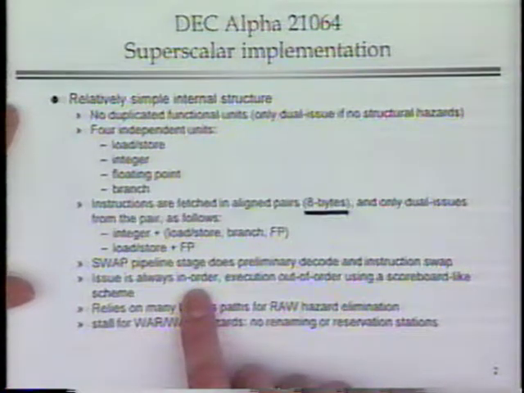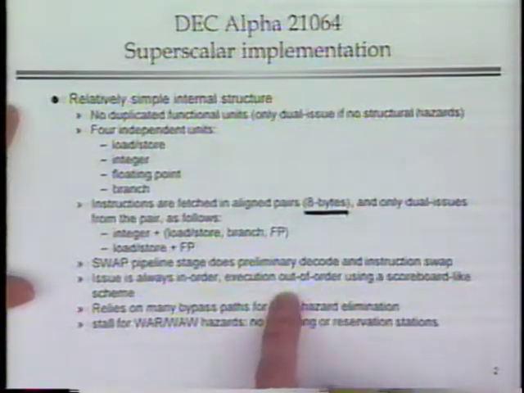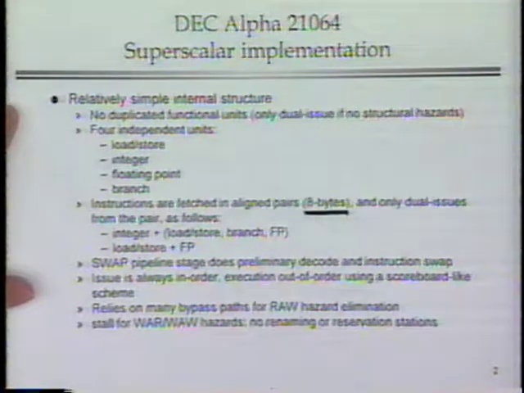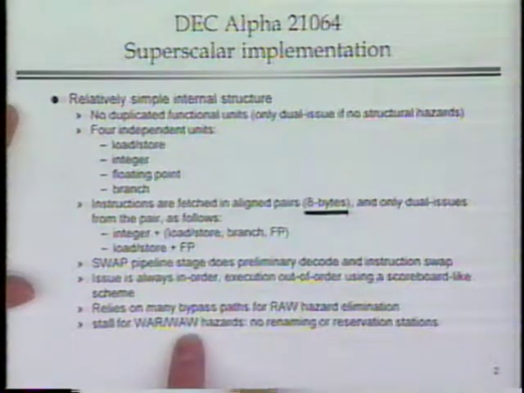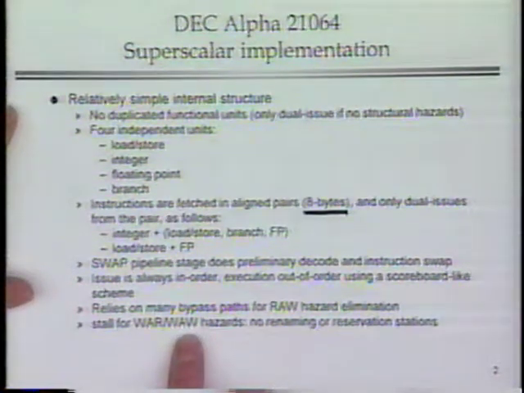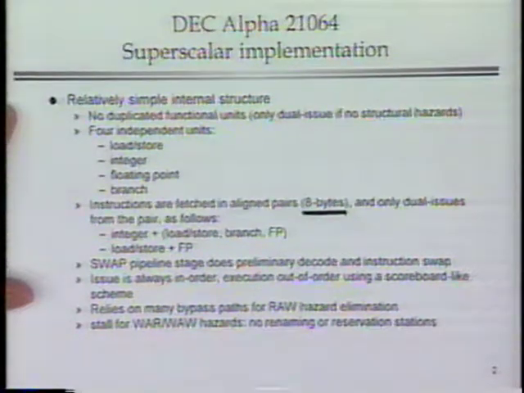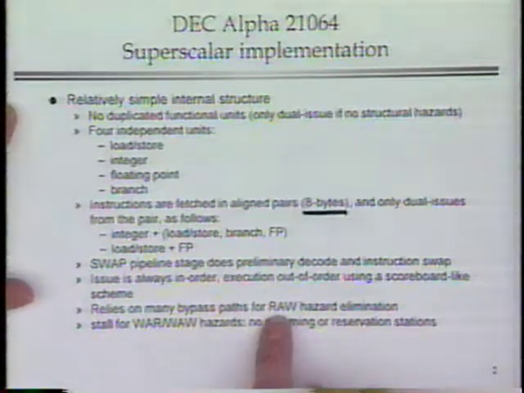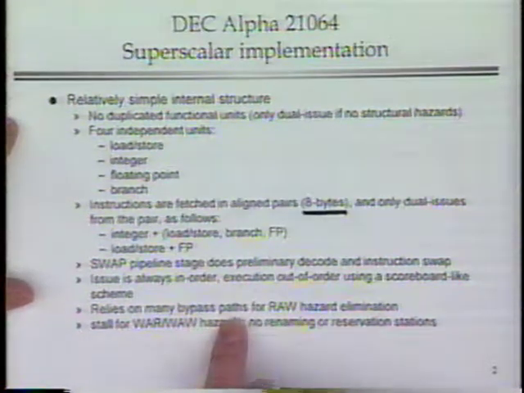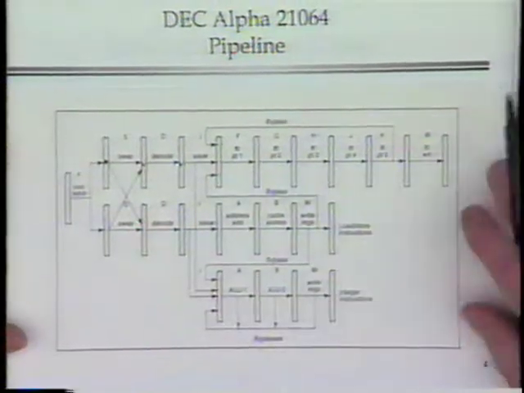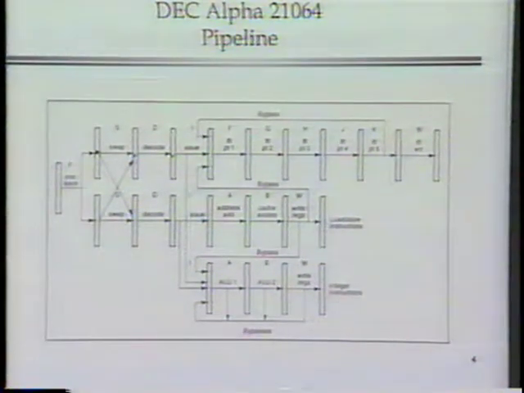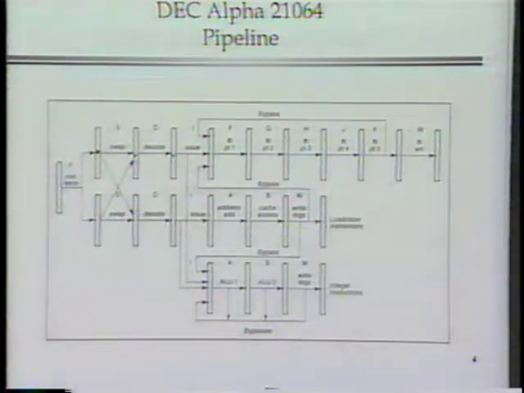Issues are always in order, and executions are always out of order. This is not a machine that's doing speculative execution, and they have to stall for read after write and write after write hazards. It's basically a scoreboarding machine, not a Tomasulo algorithm machine. And because the pipelines are deep and they want to eliminate the delays for read after write hazards, there are lots of bypass paths. And in fact, this diagram shows a couple of them, but the paper points out that they did not clutter this diagram with all the bypass paths that exist in the machine.